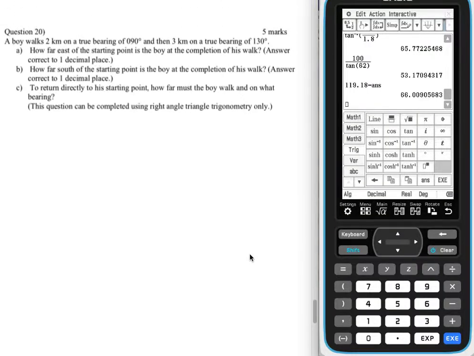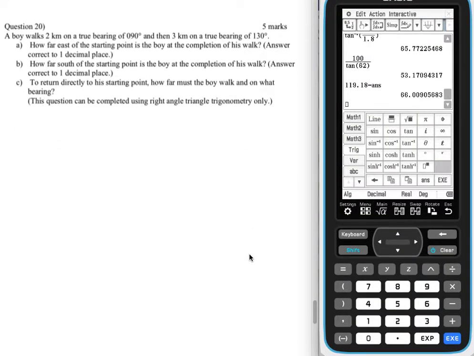We're on to question 20 now, and this is the last question of the test. A boy walks 2 kilometers on a true bearing of 90 degrees and then 3 kilometers on a true bearing of 130. So with all these I like to start with a diagram. So here we go. And this here is going to represent his start point. So he starts here at the origin and he walks 2 kilometers on a true bearing of 90 degrees. So 090, true bearing starts at 000, so he's basically heading east.